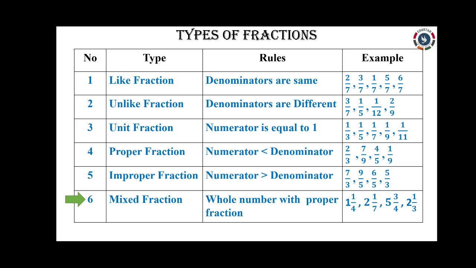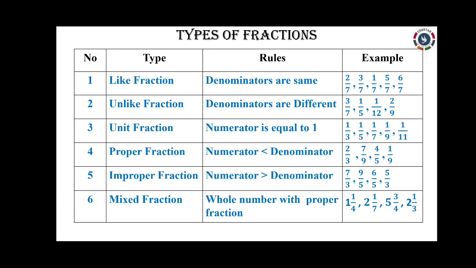Next, 1 by 7. Here 2 is the whole number. 1 by 7 is the proper fraction. 3 by 4. 5 is the whole number. 3 by 4 is the proper fraction. 1 by 3. 2 is the whole number. 1 by 3 is the proper fraction. So mixed fraction is in the form of a whole number with a proper fraction. I hope students now you are clear about types of fractions.